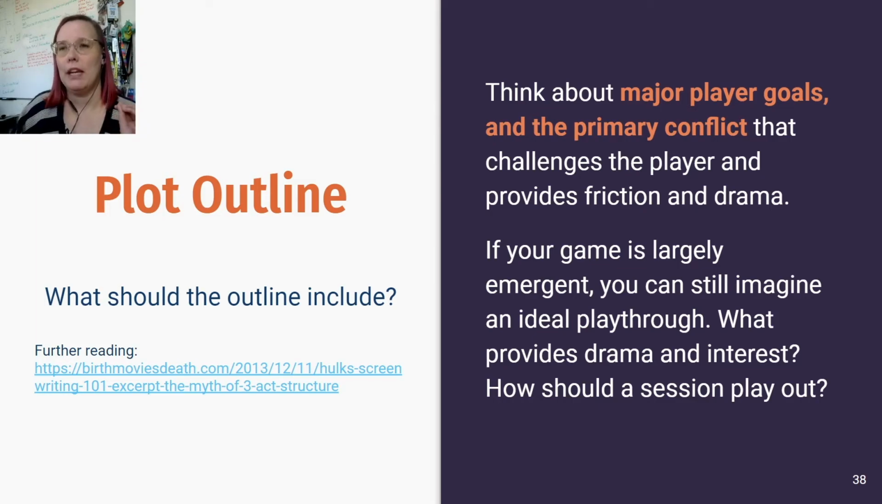So you can think about the major player goals and the primary conflict that challenges the player and provides friction and drama. If your game is largely emergent, you can still imagine, again, that golden path or that ideal playthrough. So what provides the drama and the interest? Why is the player coming back to play? How should a session play out?